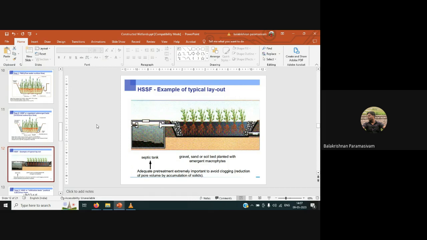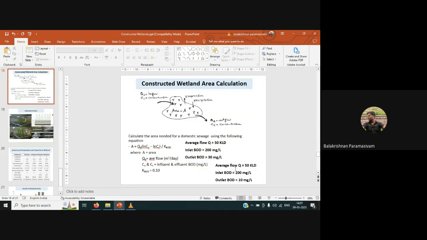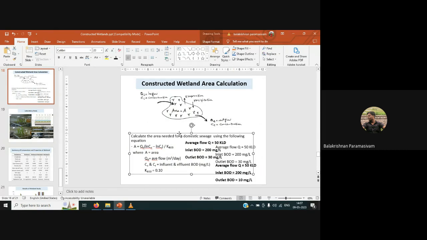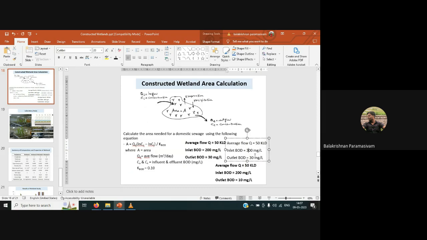So it will reduce the area required for the constructed wetland design. So in case of the same, if you just put 30 here, 30 milligram per liter, here 30, just to understand the concept.